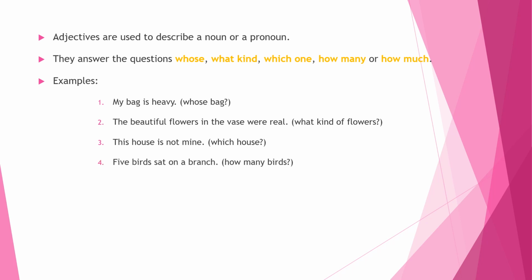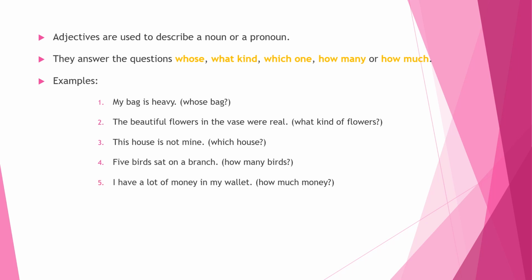The next example, 5 birds sat on a branch. How many birds were there on the branch? 5 birds. So, it is answering the question how many? How many birds were there? 5 birds. 5 is an adjective in this sentence which answers the question how many?